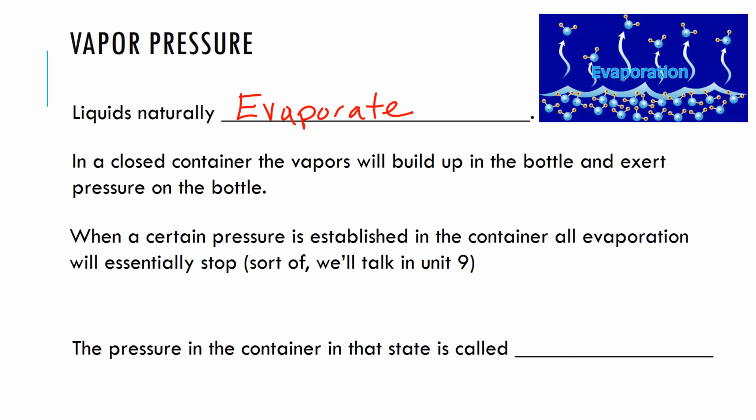So when a certain pressure is established in the container, evaporation will essentially stop. Now, it doesn't really stop. You form an equilibrium, but we'll talk about that when we get to Unit 9. I don't want to get ahead of ourselves. And each liquid will have its own unique vapor pressure that at the same temperature will always be the same for that liquid. All right? Now, that pressure in the container, when the pressure is constant, is known as the vapor pressure.